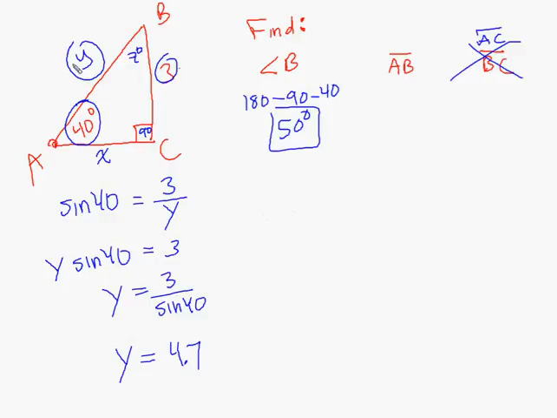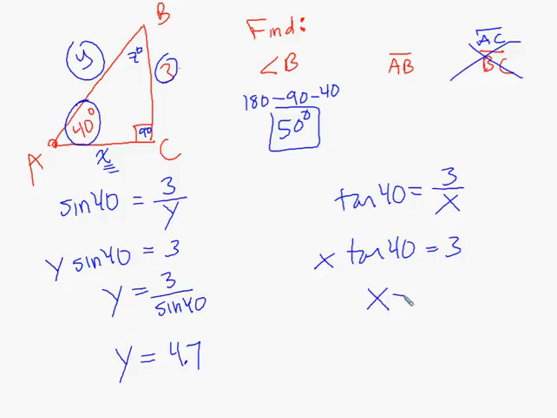Now, if I'm going to avoid using that, how do I find x? I have opposite and adjacent, so tangent of 40 equals 3 over x. Multiply both sides by x, divide by tangent, 3.6.